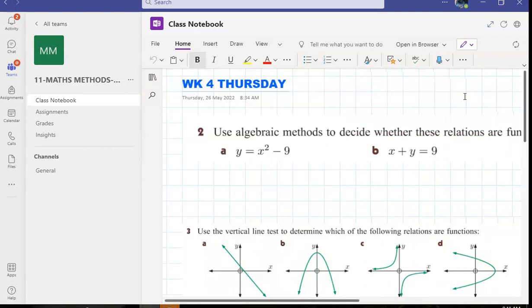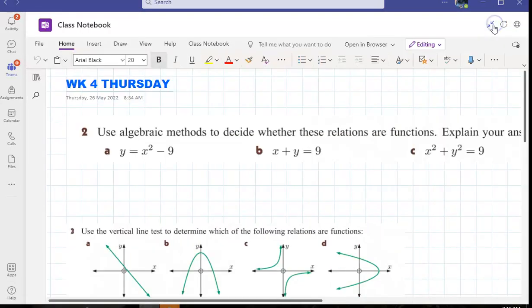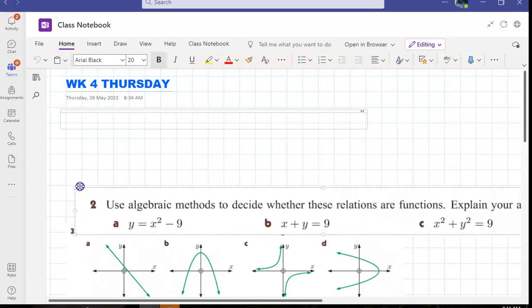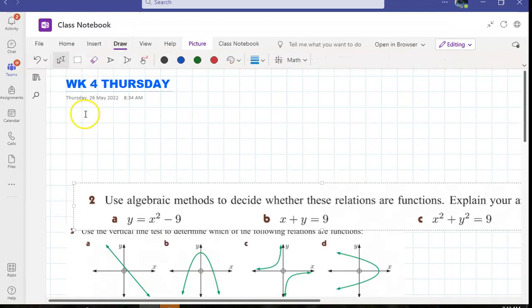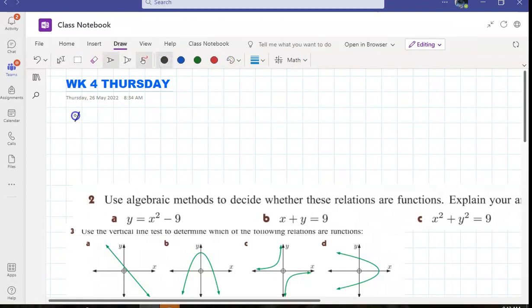Come on. There we go. There we go. Oops. All right. So, for starters, relation.